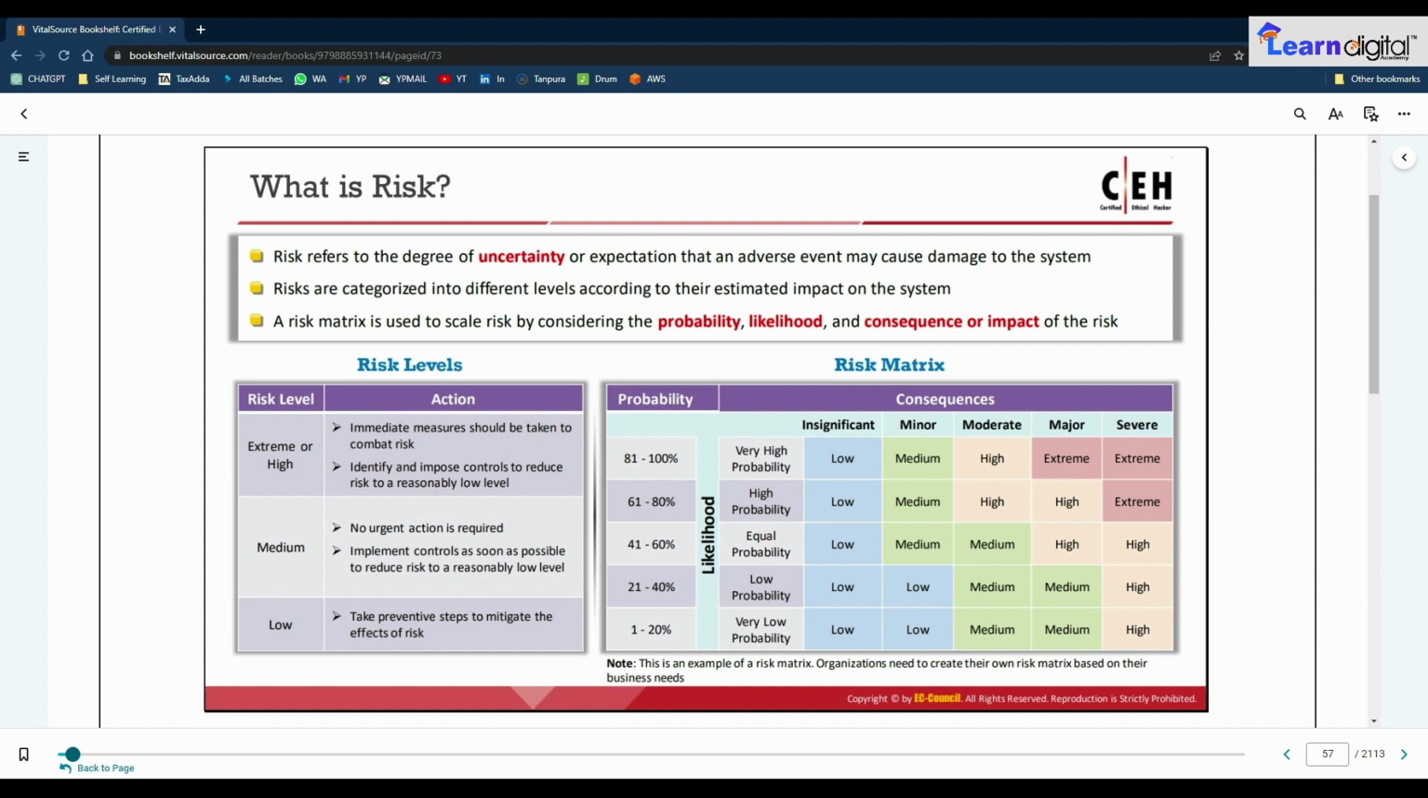Again, risk is the product of the likelihood that an event will occur and the impact that the event might have on an information technology asset. These are the risks, and you can see the risk levels and risk matrix on my screen right now. There is no rocket science, but you can have a look at this slide, so you will get exact clarity about these levels and matrix.